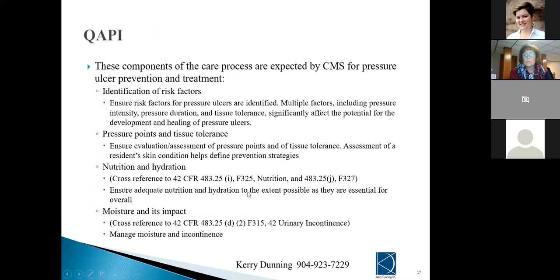On the next sheet, I have all the items that CMS expects for pressure ulcer prevention and treatment. This is under, again, the QAPI rules, and you see there are 4 primary areas: risk factors, pressure points, nutrition, hydration, and moisture and impact. I have 2 that CMS has quoted regulations. These are the federal regulations. That's what the FR part of that is.